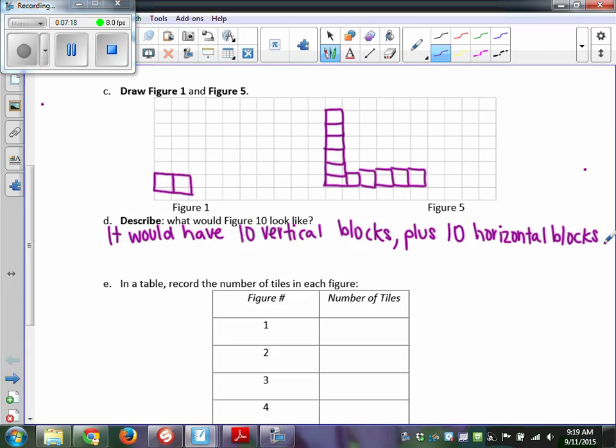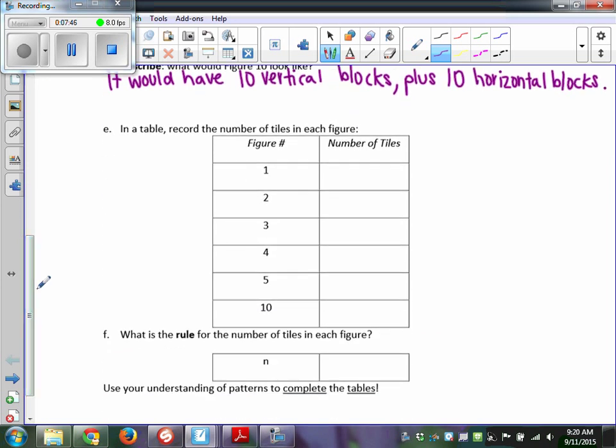I was talking to a couple of you, and you guys noticed this, which is very cool, that if it's figure 10, it would have like 11 blocks on the bottom, right? So that's why I said plus. So it would have a total of one more than whatever the term is. I think the 10 is there. I love that you're paying attention to my punctuation. We good so far? Questions?